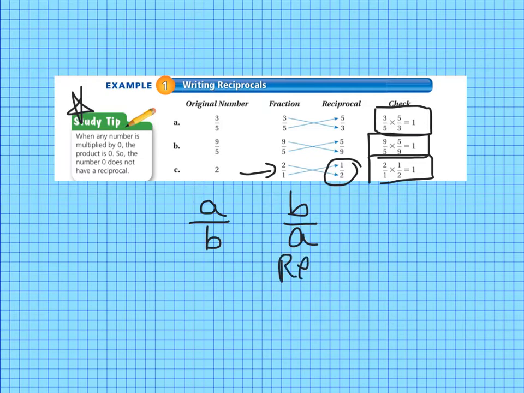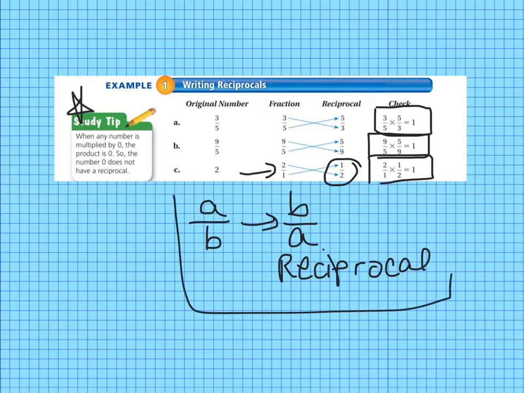We just flip the fraction. So be sure you're understanding that. We might not always use the word reciprocal because it's a big fancy word, but don't forget what it means because you will see it as you move further down the line in math.